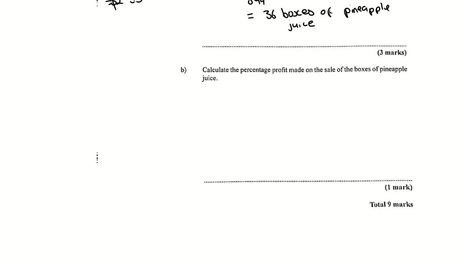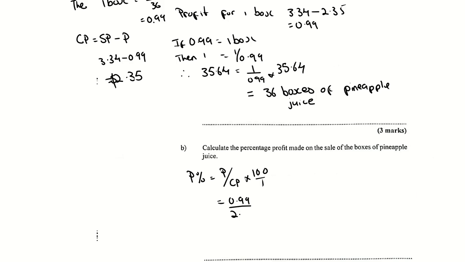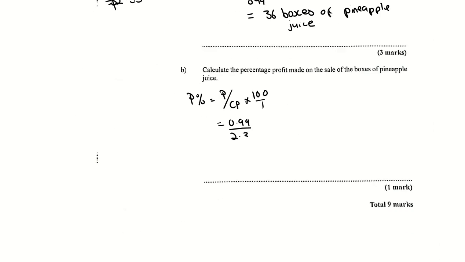Right, calculate the profit percent made on the sale of boxes of pineapple juice. So profit percent is your profit over your cost price multiplied by 100 over 1. Your profit was 99 cents. Your cost price was $2.35, multiplied by 100 over 1. Exactly what I have here is what you're going to put in your calculator.